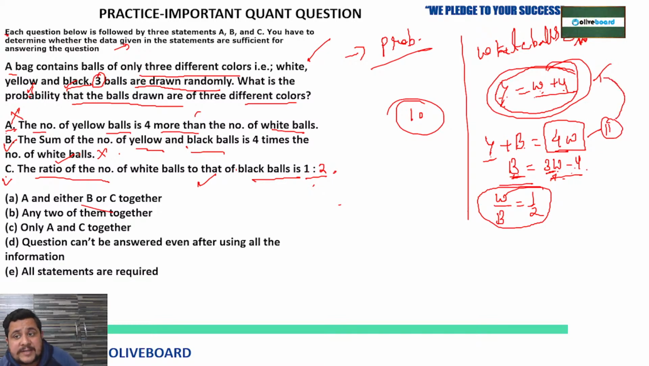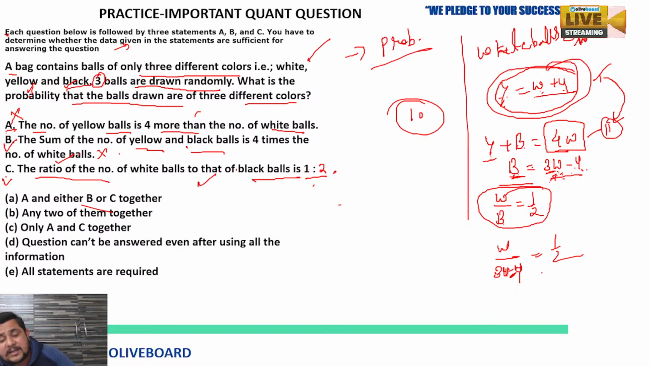By the help of first and second, b equal to 3w minus 4. Now if we put this value, 3w minus 4, in the third statement ratio, we can get the answer. Yes, we can get it, because w upon the value of b, that is 3w minus 4, equal to 1 by 2. So by the help of this we can easily get the value.